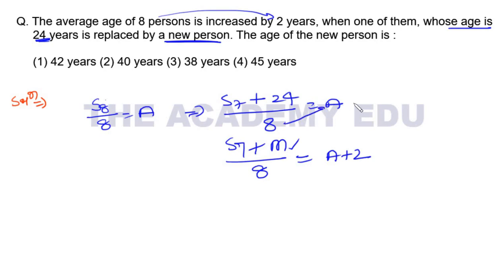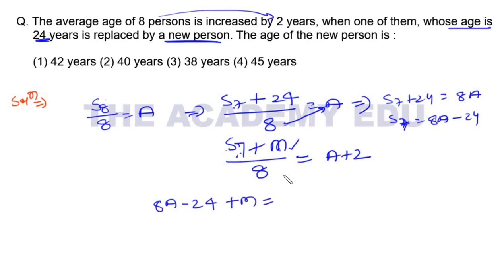See here, cross multiply and find S7 and put it here. We need to find M, so we need S7. S7 I get from here. So cross multiply: S7 plus 24 equals 8A. So S7 is equal to 8A, and this 24 will come to this side, so minus 24. So 8A minus 24 is the value of S7, plus M, and this will multiply here. If you multiply here, you will get 8A plus 2.